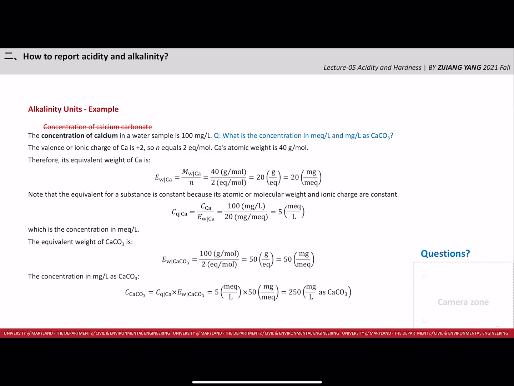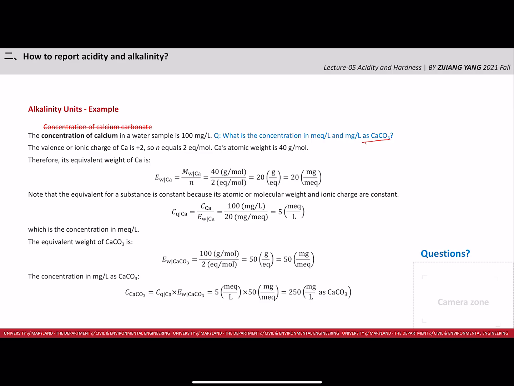So the question is, the concentration of calcium in a water sample is 100 milligram per liter. Here I add a note. This means the concentration of the calcium, not the concentration of calcium carbonate. So when you are reading the problems, you should be cautious about this difference. And the question is, what is the concentration in milliequivalent per liter and milligram per liter as calcium carbonate?